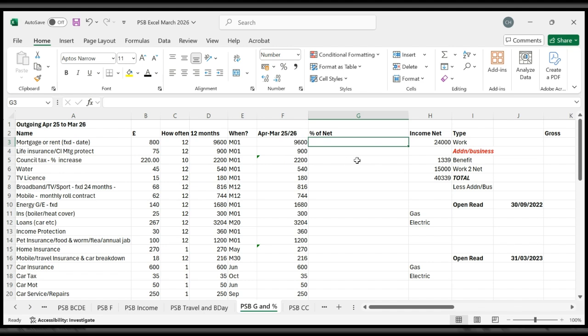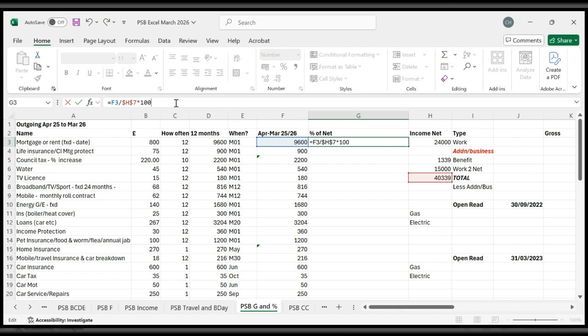So I'm going to use a bit of a formula here. You can use a calculator if you want to. I'm just going to start with equals, click on the actual outgoing. I do it on the net to see how much percentage it is on an ongoing basis. Divided by the total net, but I'm going to have to put a dollar before the H, and a dollar before the 7. The reason being is we need to fix that particular H7 each time when we copy and paste it, so it doesn't move, times 100 to see what the percentage is.